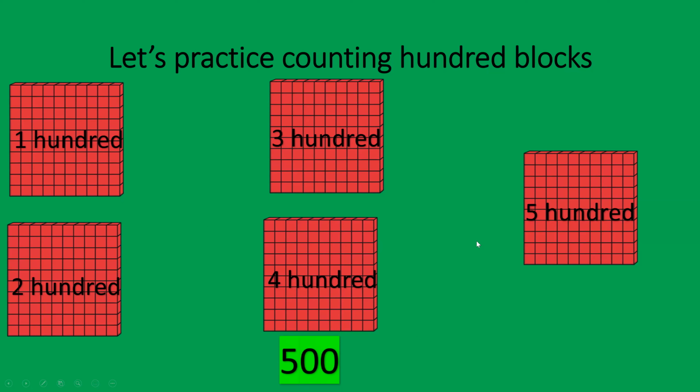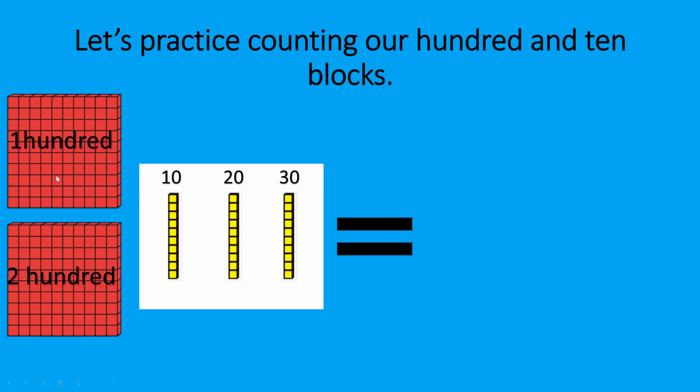Great job. Now we're going to practice counting our 10 blocks together. Touch each block as we count together. 100, 200, 210, 220, 230. So these blocks equal 230. Remember, when we're counting our 10 blocks, we are counting by 10.